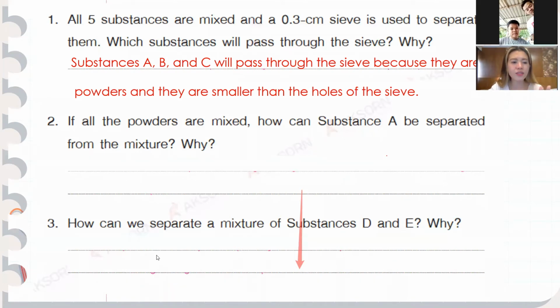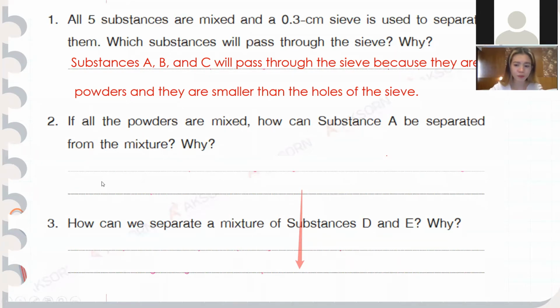Okay, wait, class. Don't write yet. Let's finish all the activities. Let's answer all the 3 questions and then I'll give you time to write your answers, okay? For number 2, please read number 2 first. If all the powders are mixed, how can substance A be separated from the mixture? Okay, go back to the table.